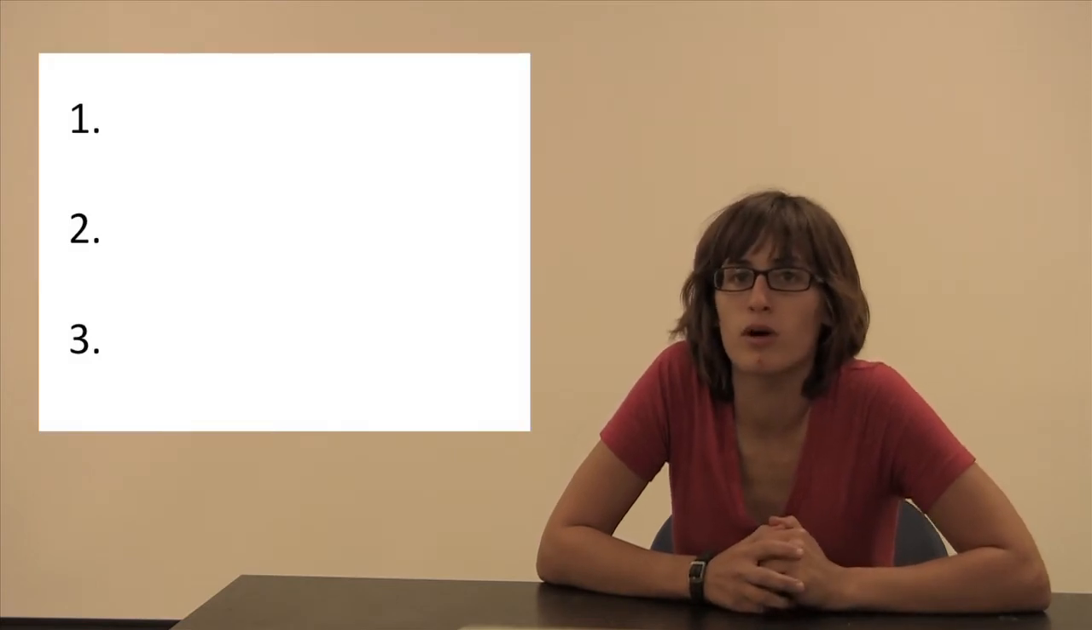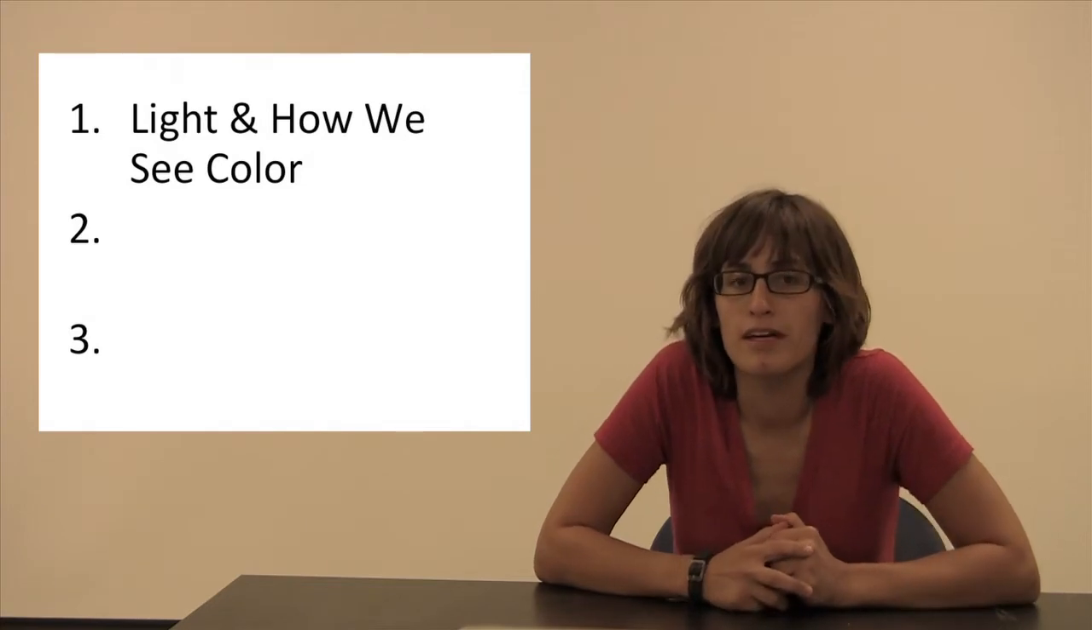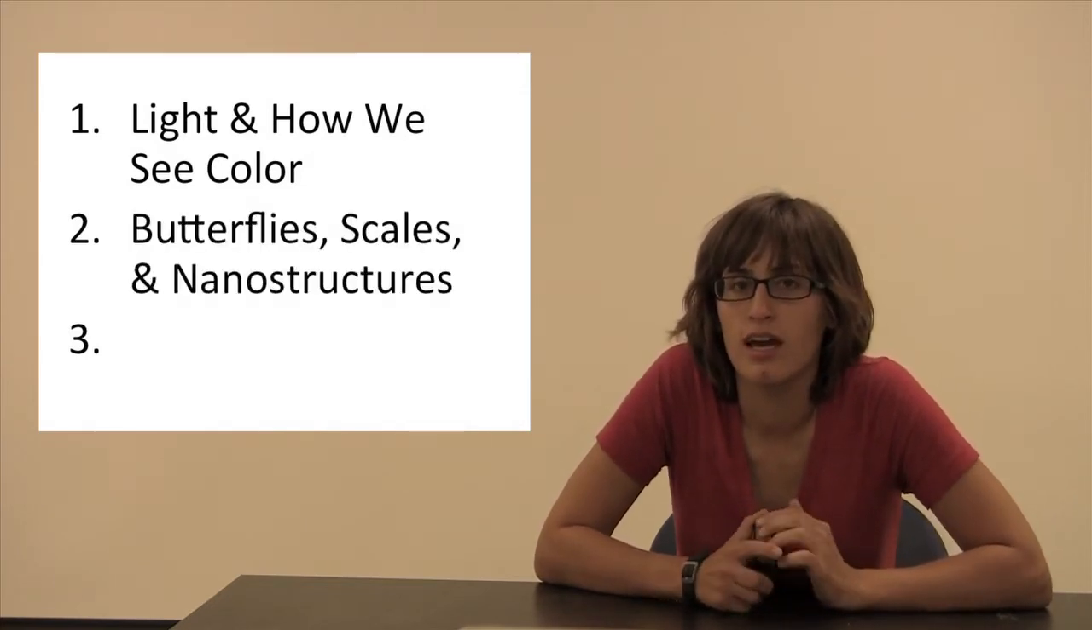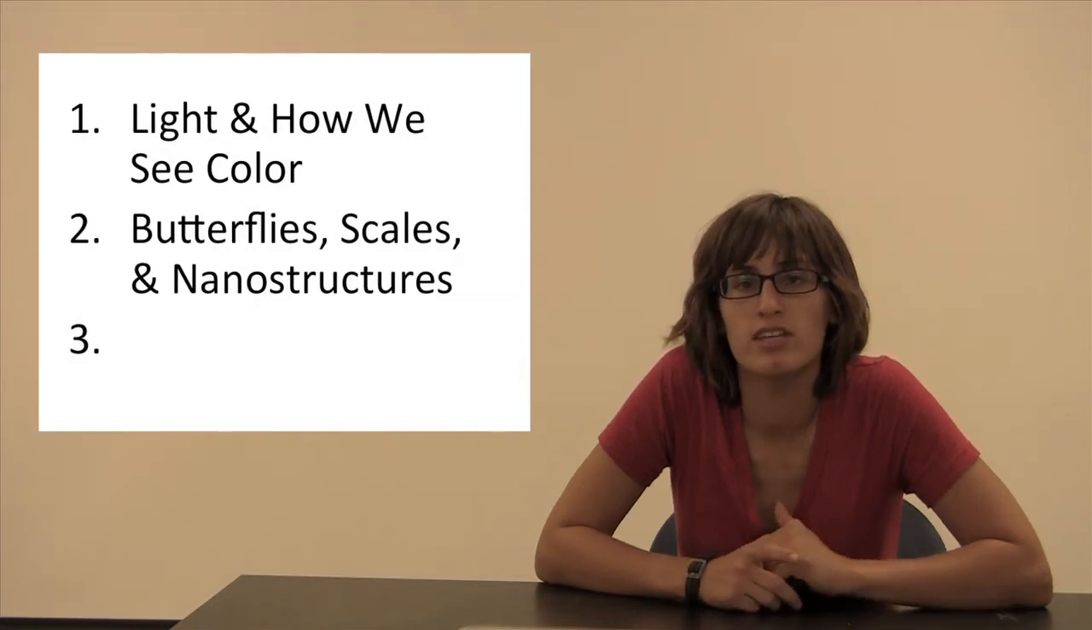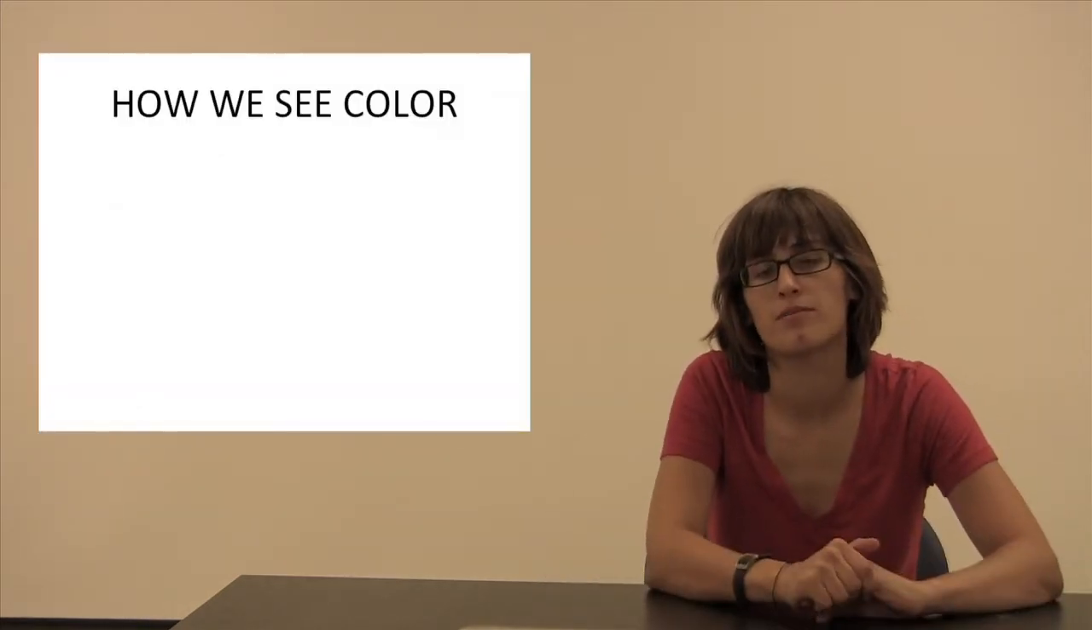Hi, today we're going to be talking about the Morpho butterfly and iridescence. To start, we're going to break this lecture down into 3 different parts. The first part is a review of light and how we see color. The next part would be butterflies, their scales, and the nanostructures found on these scales. And the last part is bioinspiration.